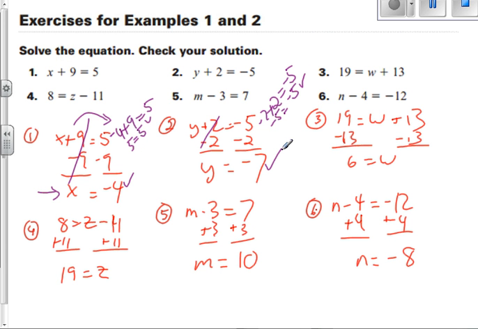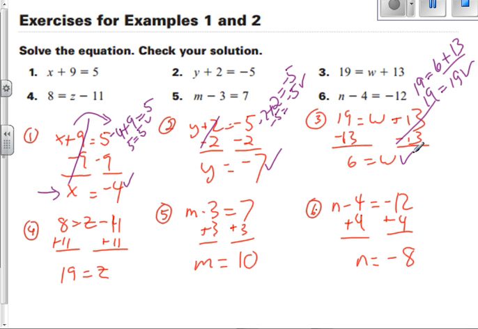Now if we look at number 3, 19 is equal to w plus 13. I'm going to subtract 13 from both sides. It will cancel on the right. And 19 minus 13, or take away 13, is 6. So w is equal to 6. Let's do our check real quick. 19 is equal to 6 plus 13. 6 plus 13 is 19, and 19 is equal to 19. Therefore, my check works, and my w is correct.